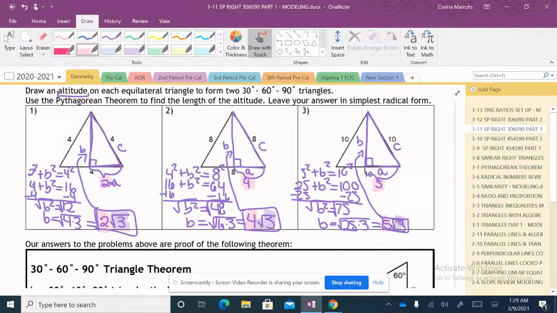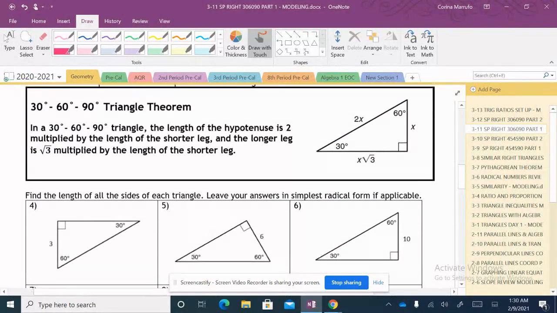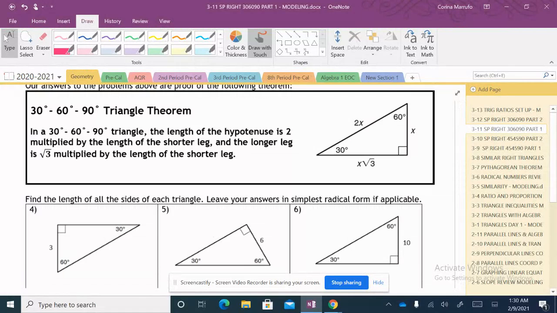So then we have our 30, 60, 90 triangle theorem. In a 30, 60, 90 triangle, the length of the hypotenuse is 2 multiplied by the length of the shorter leg. And the longer leg is the square root of 3 multiplied by the length of the shorter leg. So remember, this one was double the size of this one right here. And then the altitude was the square root of 3.